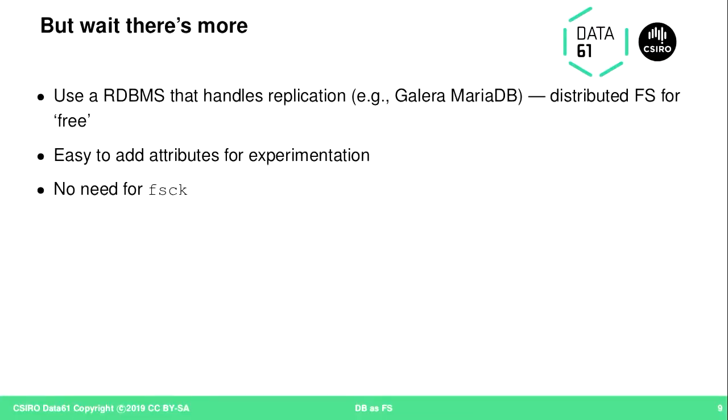So let's use a relational database management system that handles replication, perhaps, at the bottom level. This makes it really easy to add new attributes. So maybe we want to use an Apple-like file system with a resource fork, or maybe we want to try funky ACL mechanisms. And you can do that very easily. And because the database engine guarantees consistency, maybe we can throw away the need for FSCK ever. And if we use a relational database system that handles replication, for example, MariaDB with Galera, then we can get distribution for all those free.